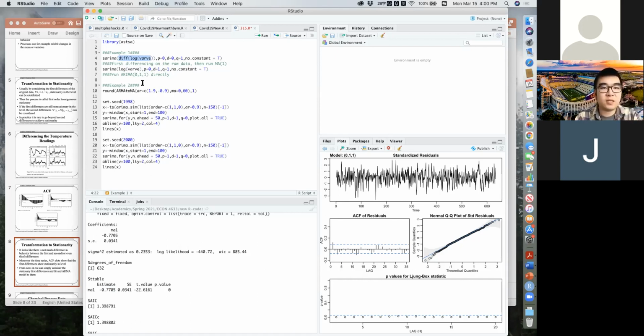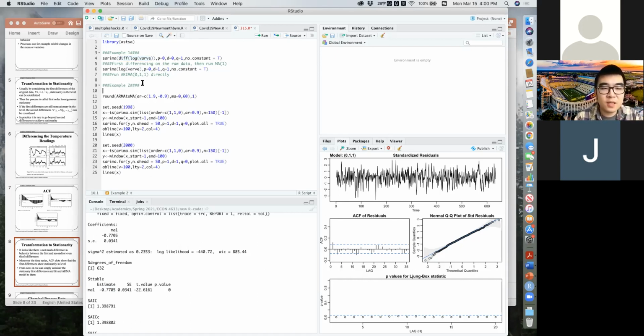Okay, so that's example number 1. And example number 2, we will start with this. Okay, so we will start with a model, which is an AR2 model, x t minus 1 plus, sorry, minus x t minus 2 plus wt. Okay, so we will start with this AR2 model.